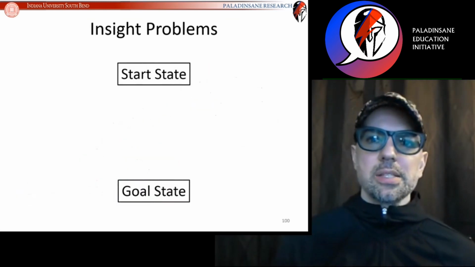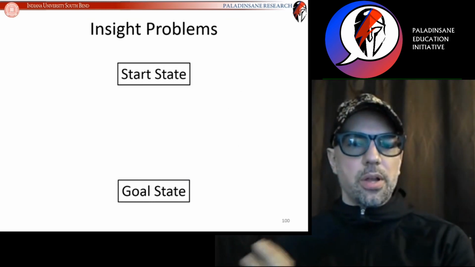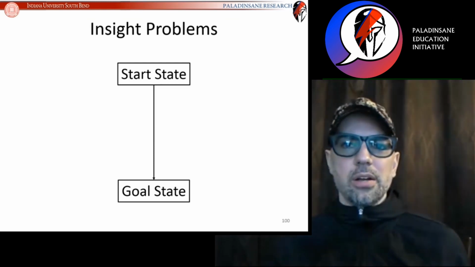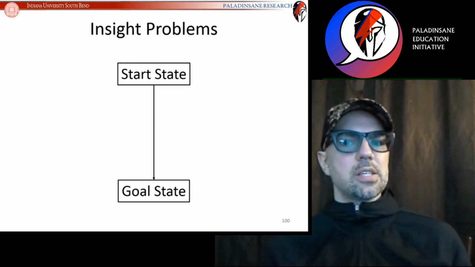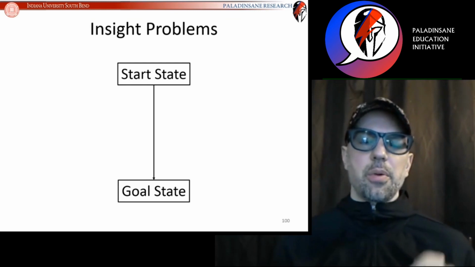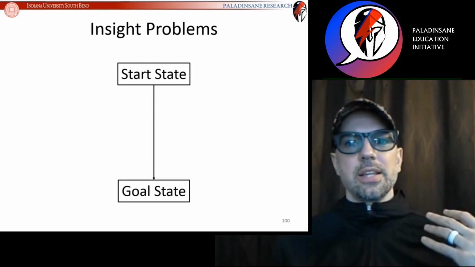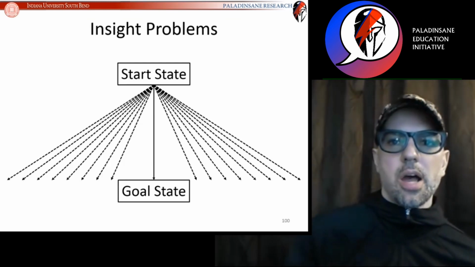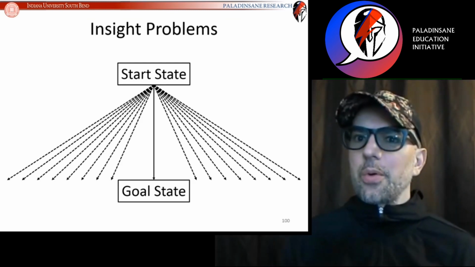When you take a look at an insight problem, you have a start state, right? The cloth ripped. Why is it important? You have a goal state. Oh, it's a parachute. So why is that operator so difficult to follow? Well, it's not that it's a difficult operator to follow. It's because of the nature of the problem space. Because in an insight problem, it has a problem space that has many operators. So it's got a ton of these different operators to choose from. And the challenge in an insight problem is finding the right operator.